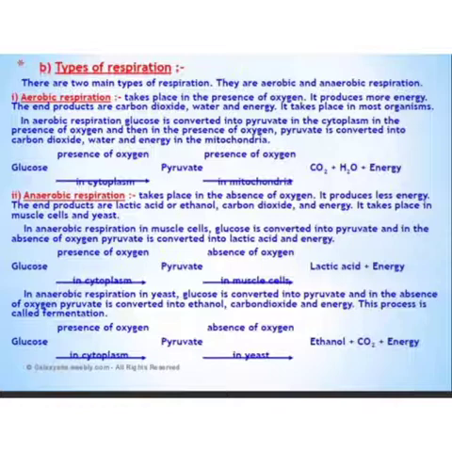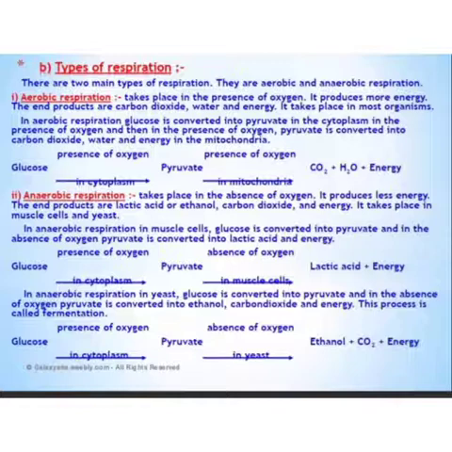Aerobic respiration is the process in which glucose is completely broken down into carbon dioxide and water in the presence of oxygen. In aerobic respiration, glucose, a 6 carbon molecule, is broken down into a 3 carbon molecule called pyruvate using oxygen. Pyruvate breaks up to give 3 molecules of carbon dioxide and water.